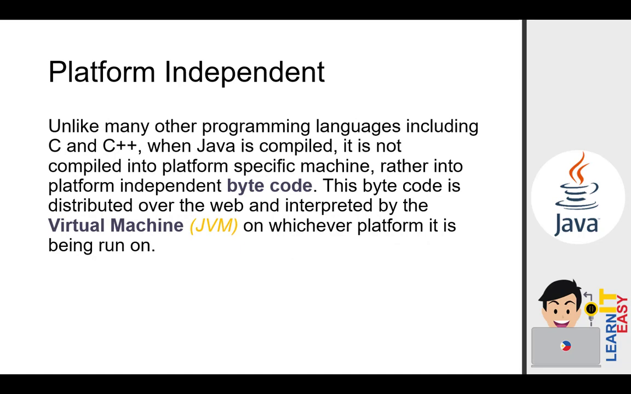Next is yung concept ng WORA, or yung write once, run anywhere, or simply platform independent. Unlike many other programming languages, including C and C++, when Java is compiled, it is not compiled into platform-specific machine code, rather into platform-independent bytecode. Okay? This bytecode is distributed over the web and interpreted by the virtual machine or JVM on whichever platform it is being run on. To further understand how WORA works, let's take a look at the simple animation.